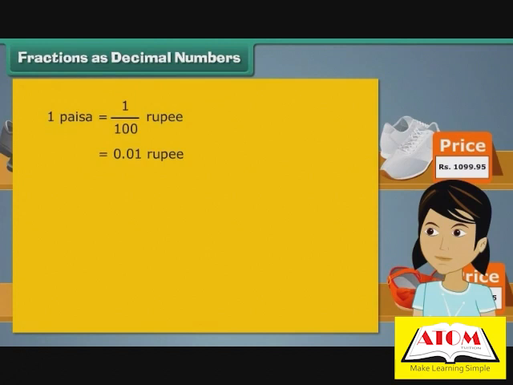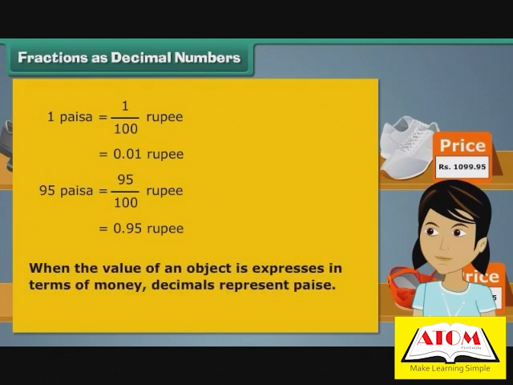0.01 rupee. Therefore, 95 paise form 95 by 100th of a rupee. We can express 95 paise as 0.95 rupee. Therefore, the decimals in the footwear stood for paise. When the value of an object is expressed in terms of money, decimal represents paise.